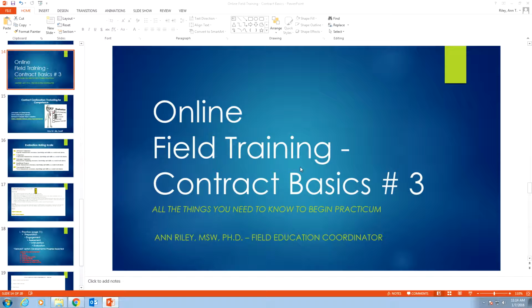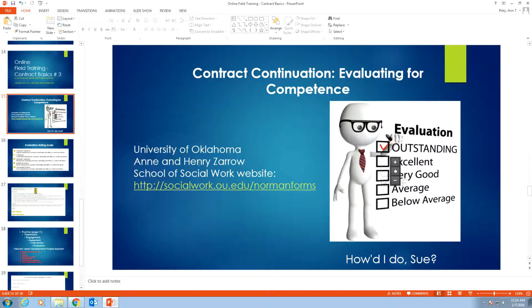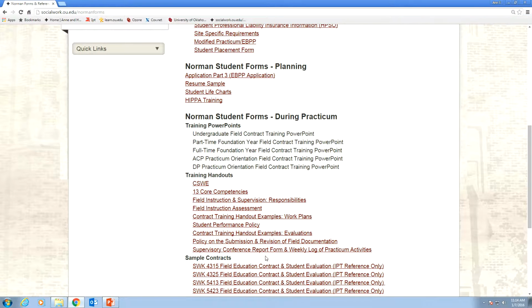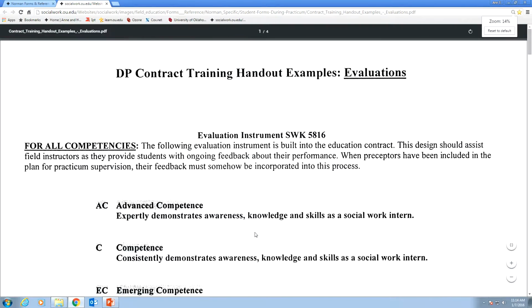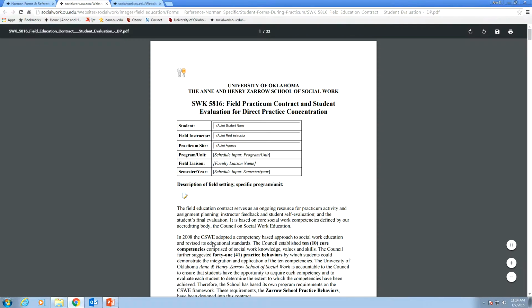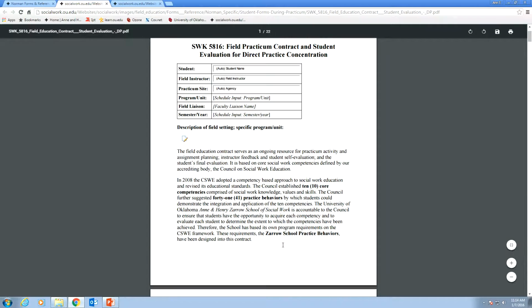In this segment, we'll be focused on the contract as a tool for evaluating the competence of the student. I invite you also to have the website pulled up, socialwork.ou.edu/Norman Forms. Again, we will use the contract, training handouts, contract training handout examples on evaluations, and also for purposes of demonstration, the 5816 sample contract. As we look at this contract, I want to take us now to the evaluation instrument information.